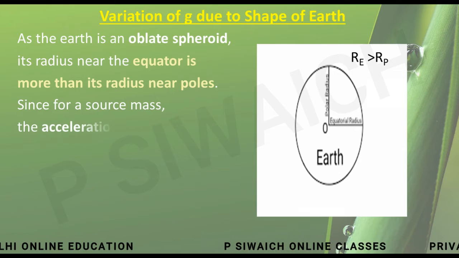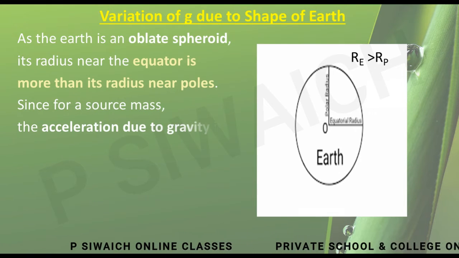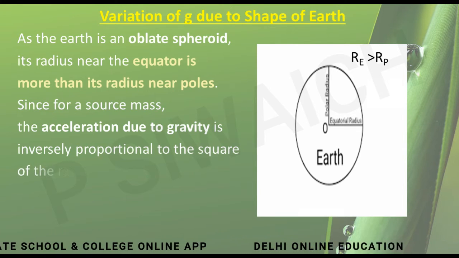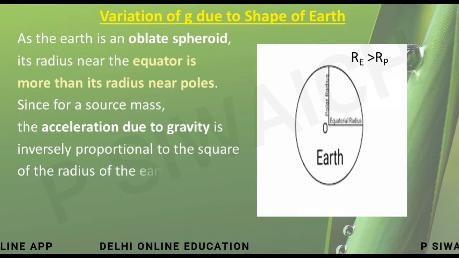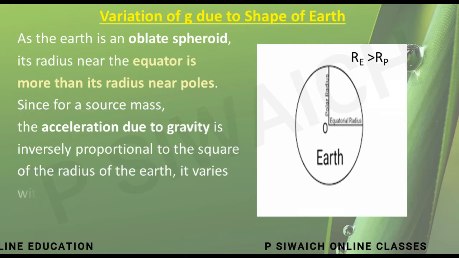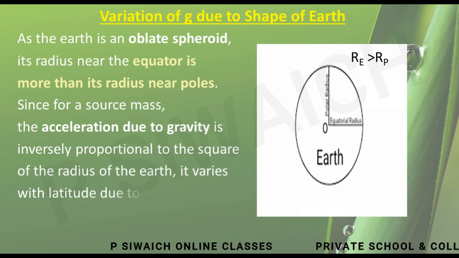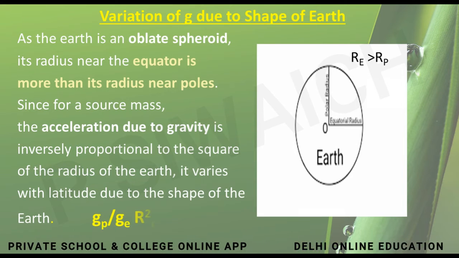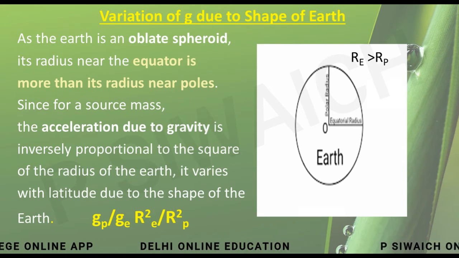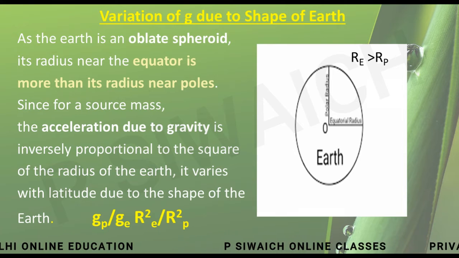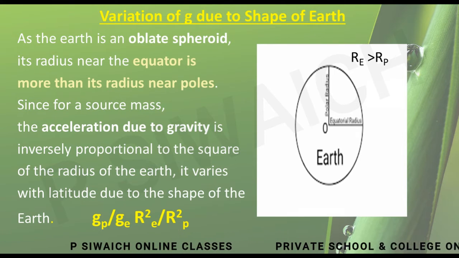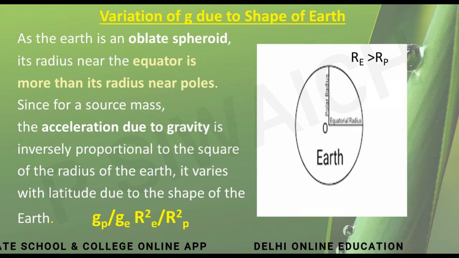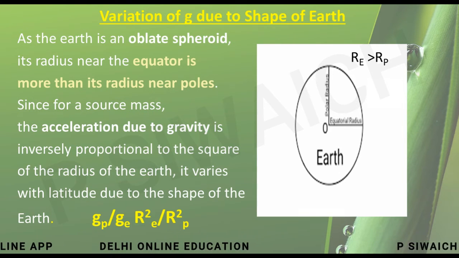Since for a source mass the acceleration due to gravity is inversely proportional to the square of the radius of the Earth, it varies with latitude due to the shape of the Earth. g_p upon g_e equals R_e squared over R_p squared. This means that the radius at the equator is greater than the radius at the poles.